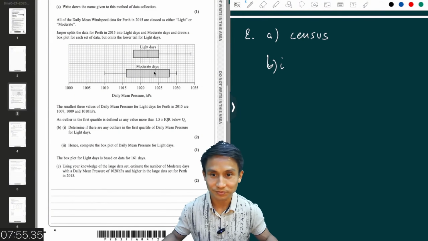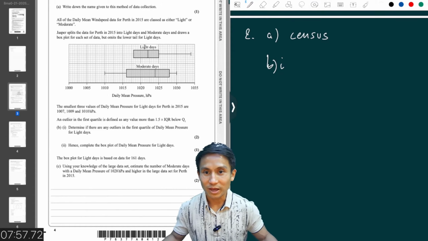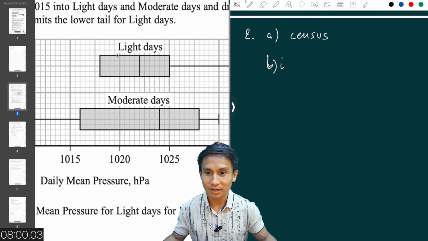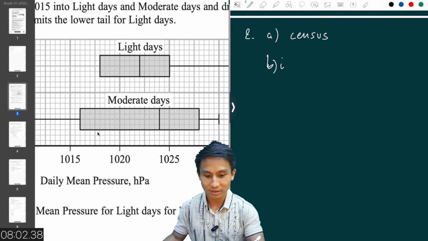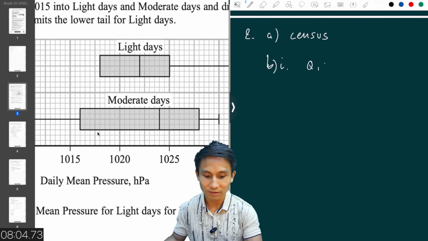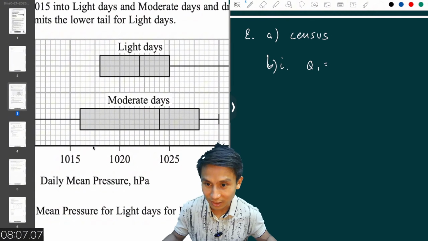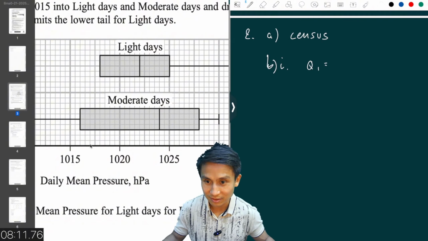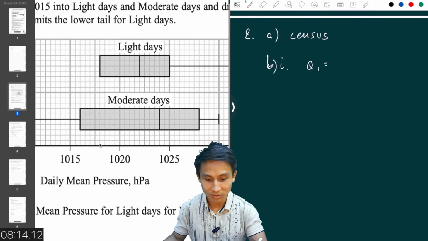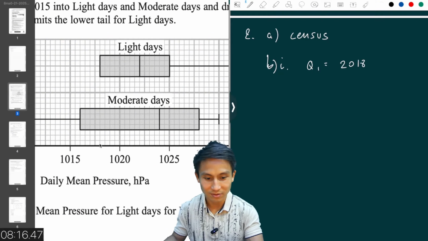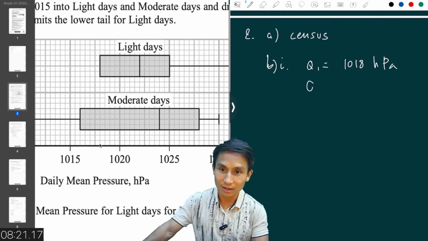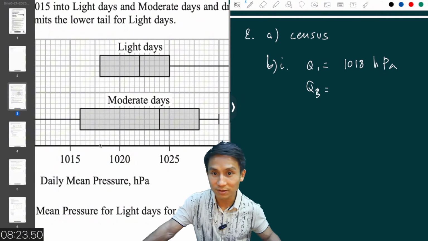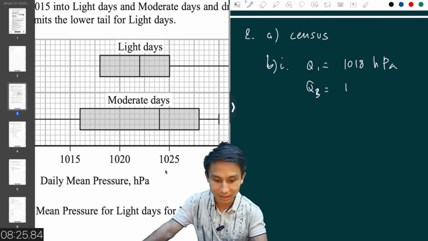Alright, so, well, we have a box plot here, right? Let me zoom in, yeah? So this is Q1. So Q1 of light days is, what's that? This is 15, this is 20. So in between here, this is 16, 17, 18. So that's 1018 hectopascals. And Q3, right? We need to find Q3. So Q3 is exactly 1025 hectopascals.